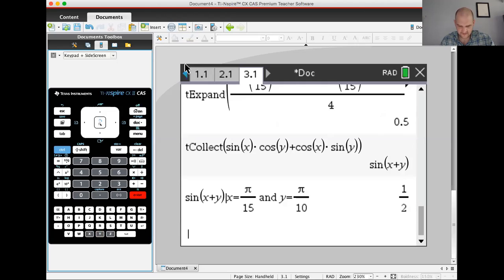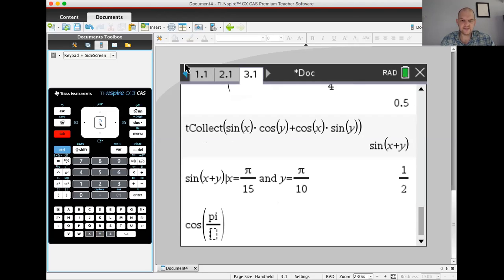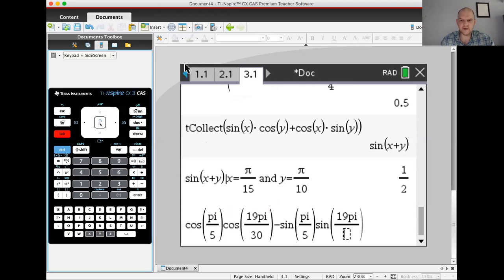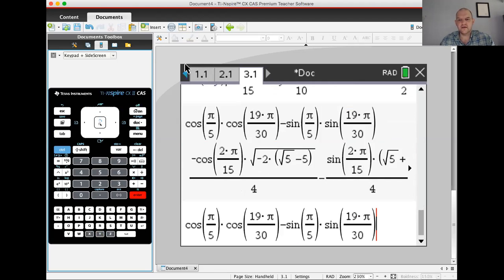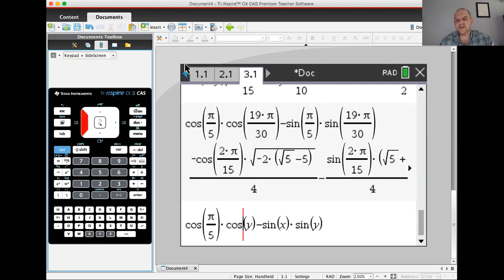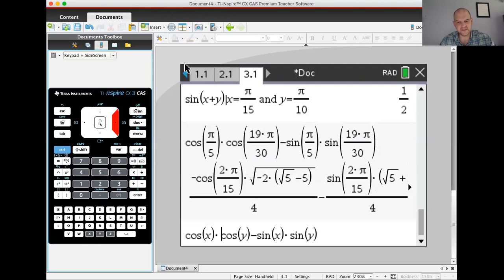I don't know how excited I am for the rest of these, but let's see. Cosine pi over 5, cosine 19 pi over 30, minus sine of pi over 5, sine of 19 pi over 30. Gosh, why? All right, let's do it again. Let's change this to a y. Let's change this to an x. Let's change this to a y. It's like, will I ever learn though, is the thing. I don't think so.